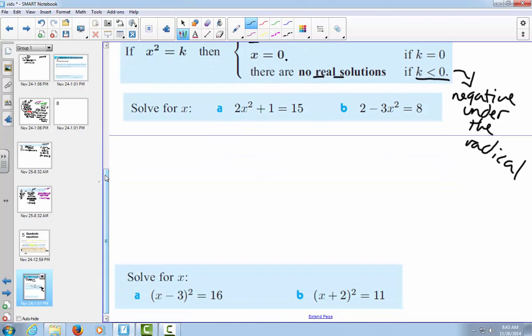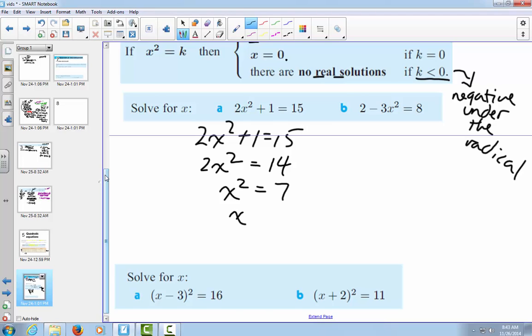So, let's try a bunch of examples. Here, we're going to take 2x squared plus 1 equals 15. We all love algebra, so we're going to subtract 1. We have 2x squared equals 14. Divide by 2. X squared equals 7. X equals the square root of 7. Now, because x can be positive or negative, we have plus or minus the square root of 7. And that's your solution. Pretty straightforward.